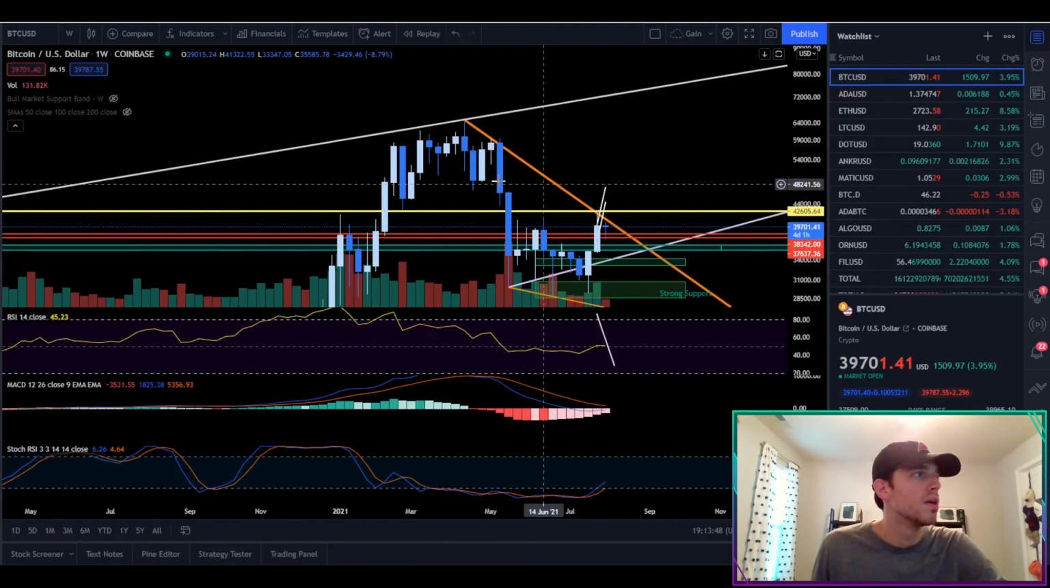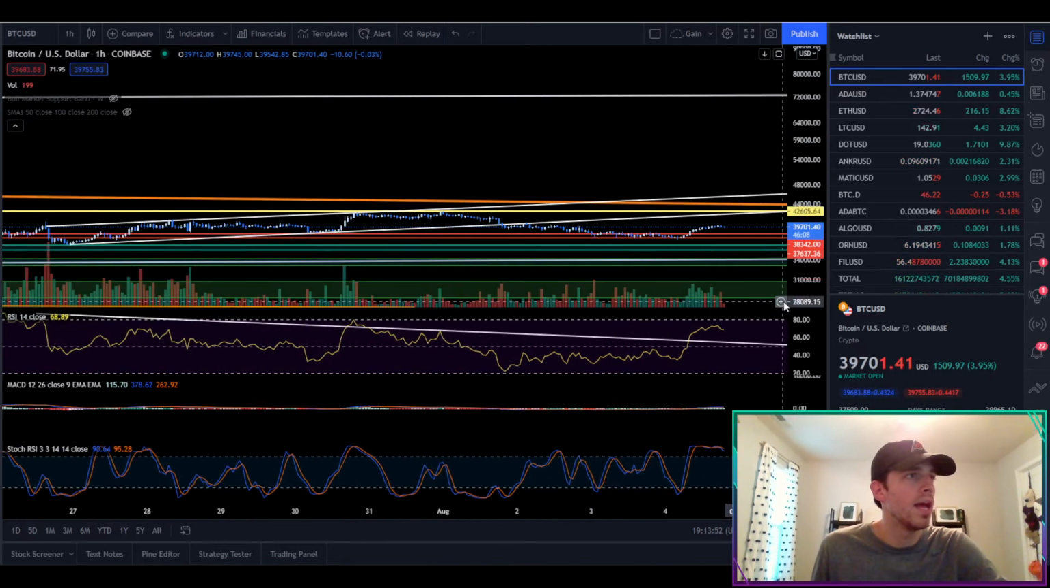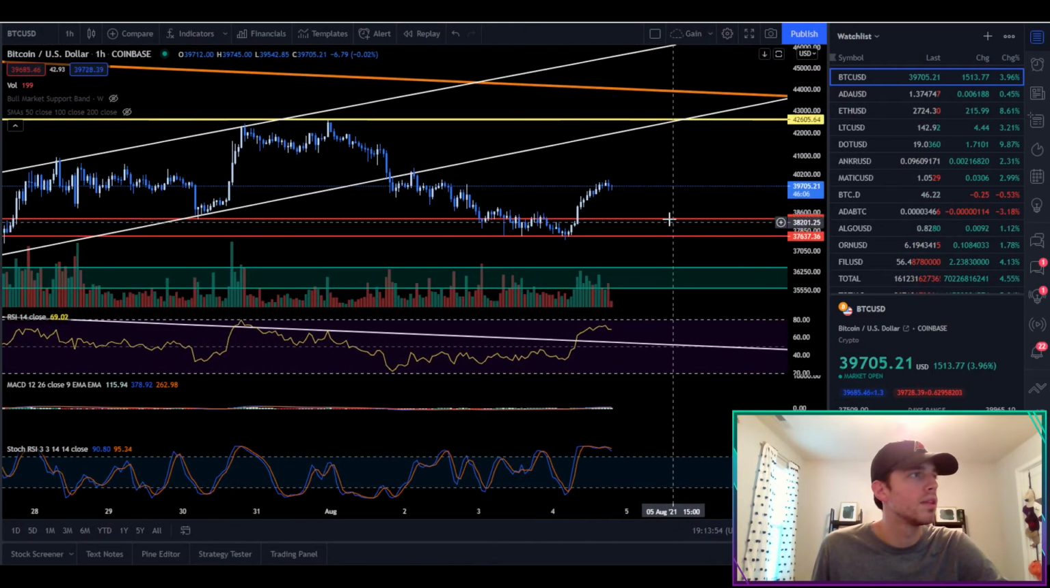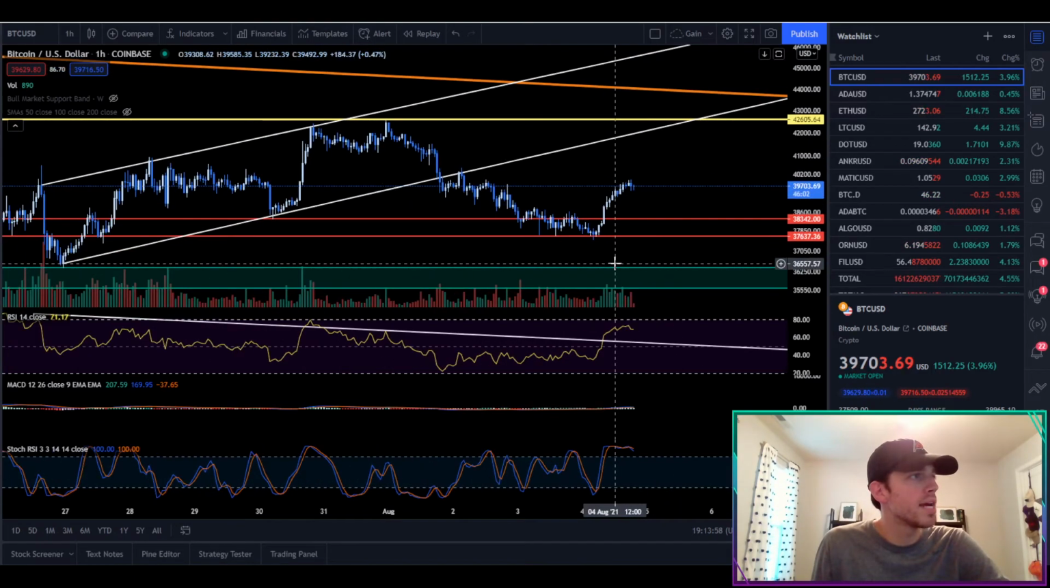But yes, so things are looking positive for Bitcoin, and we will stay locked in and analyzing this price action after this bounce.